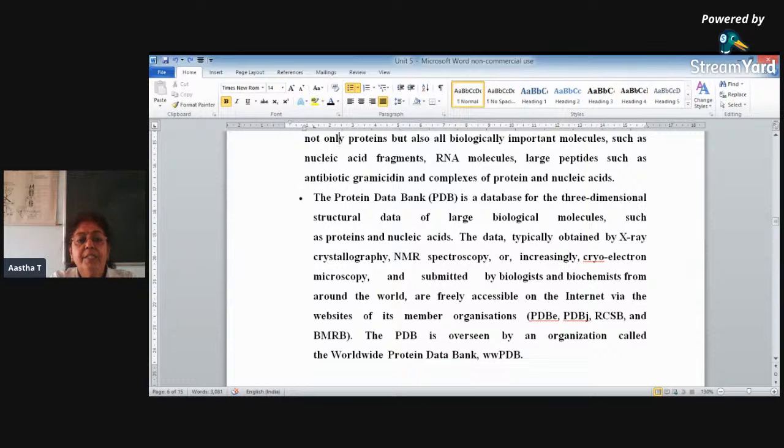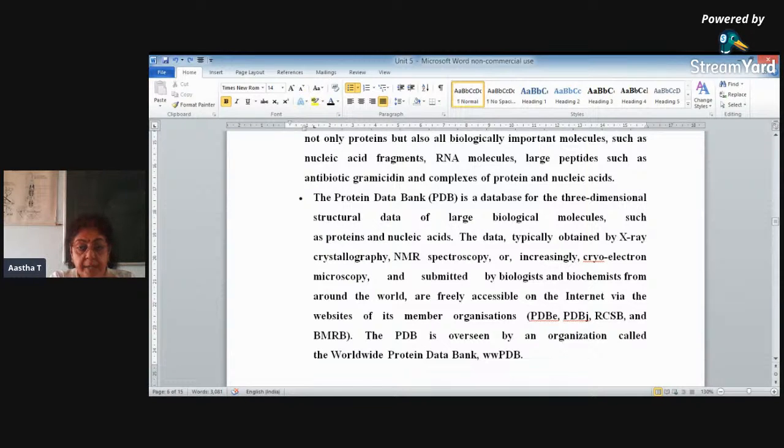They have been dealing with such type of molecules and they have studied the structure of these molecules by any of these techniques, and whatever data they obtained they have submitted to the protein data bank, and that has been made available to interested people all over the world through this protein data bank. It is freely accessible by internet and its member organizations are PDBe, PDBj, RCSB and BMRB.